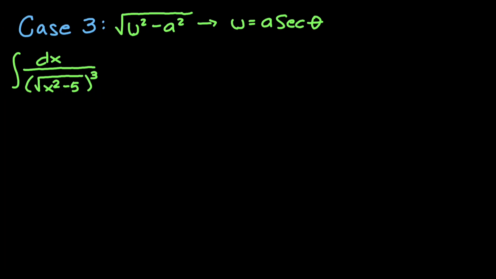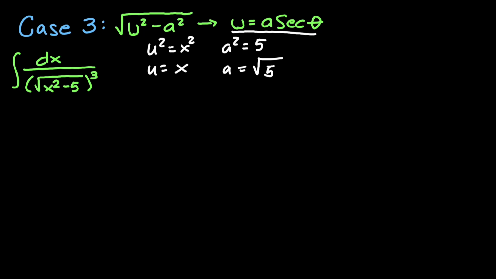Let's start with case number 3. For the square root of u squared minus a squared, it would be u equal a secant of theta. Let us start now with our example regarding case 3. The integral of dx over the square root of x squared minus 5 raised to the power of 3. u squared here is x squared, u is x, a squared right here is 5, so a is the square root of 5.